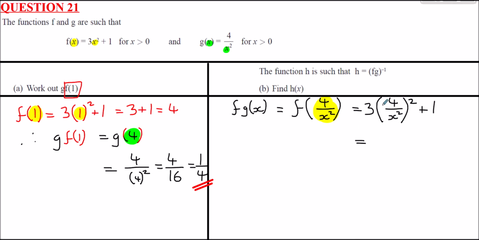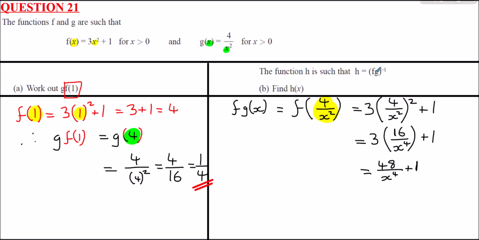So what we can do here is times all this. So we've got 3, 4 squared is 16. And then x squared squared again is going to be x to the power 4, because x squared times another x squared is x to the power 4. And then plus 1. So now we can just multiply all of this by 3. So we just times the top by 3. 3 times 16 is 48. So it's 48 over x to the 4 plus 1. So that's what fg of x is.